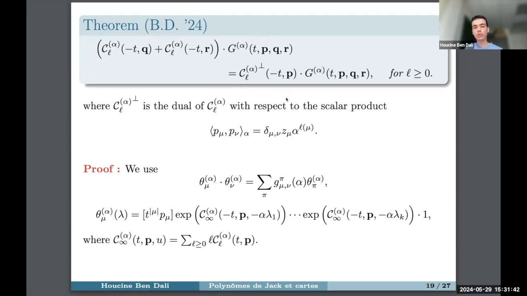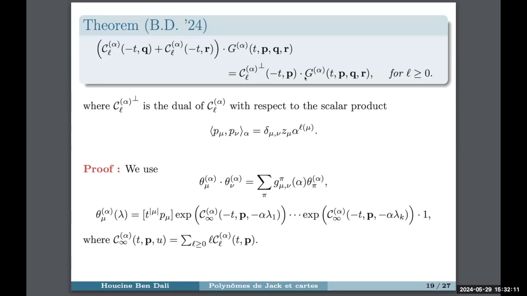In the next part, I will try to explain how to obtain a combinatorial proof of this theorem, but only for alpha equals 1. We know that for any alpha, the operator CL has a combinatorial interpretation on maps. And for alpha equals 1 and alpha equals 2, we know that G alpha has a combinatorial interpretation. So it makes sense to try to understand this differential equation directly on maps.